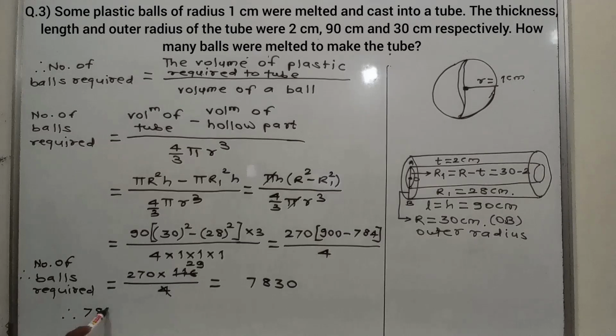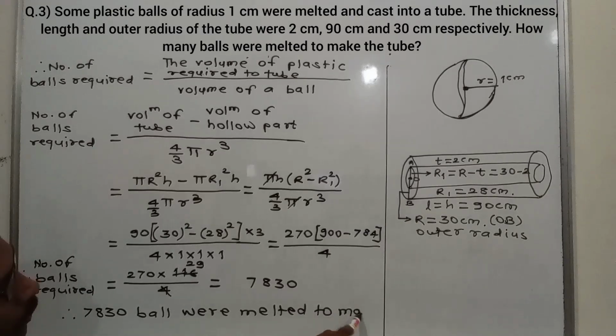Therefore, 7,830 balls were melted to make the plastic tube.